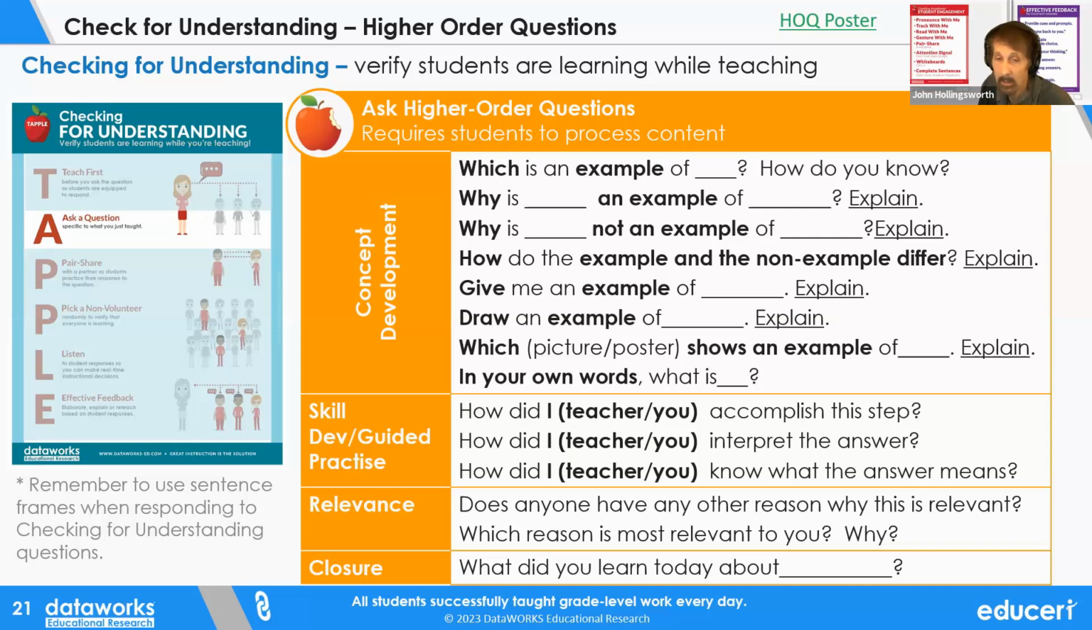Okay, so this is for skill development. Notice this, how did I as a teacher do something? Remember, we do 2 problems. I do 1 and the students do 1, the teacher, student, those pairs. And then the second one that goes with this, how did you know if you needed to regroup, or how did you identify the fraction?